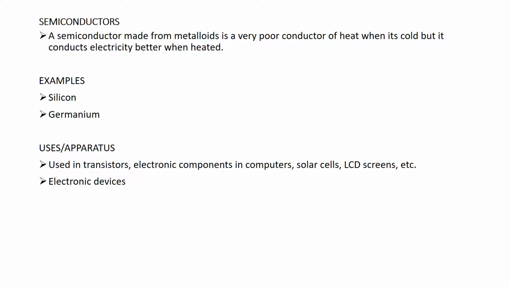So semiconductors. A semiconductor that is made from metalloids is a very poor conductor of electricity when it's cold, because remember we said metalloids conduct electricity better when they are heated. Your examples are silicon and germanium. Where are they used? They are used in transistors, electronic components in computers, solar cells, LCD screens, etc., and in other electronic devices.